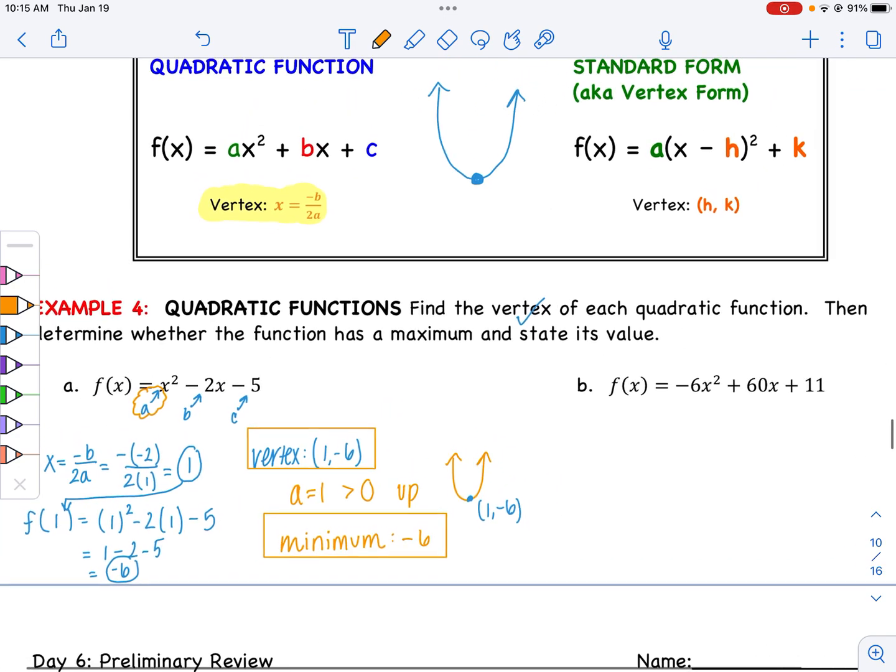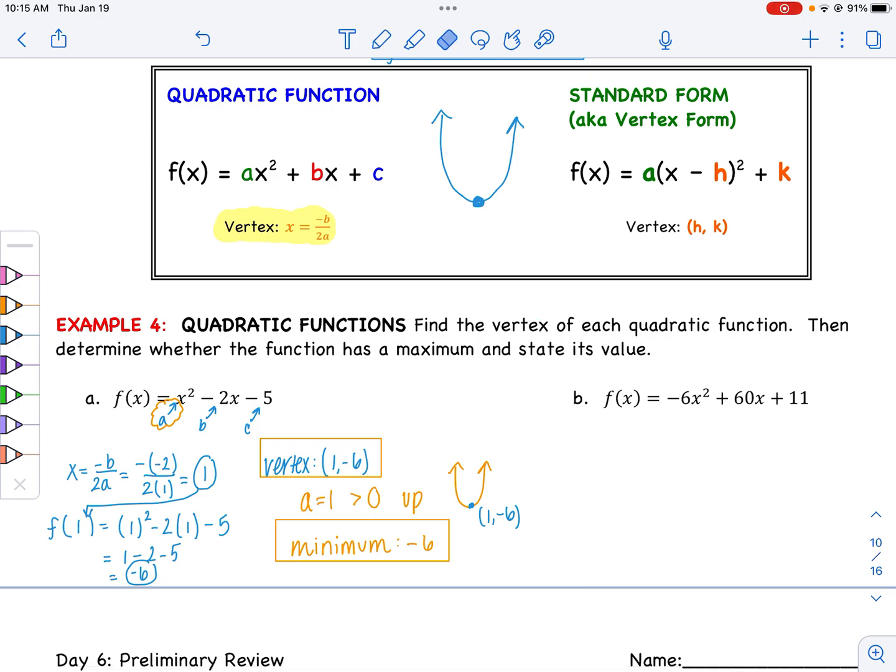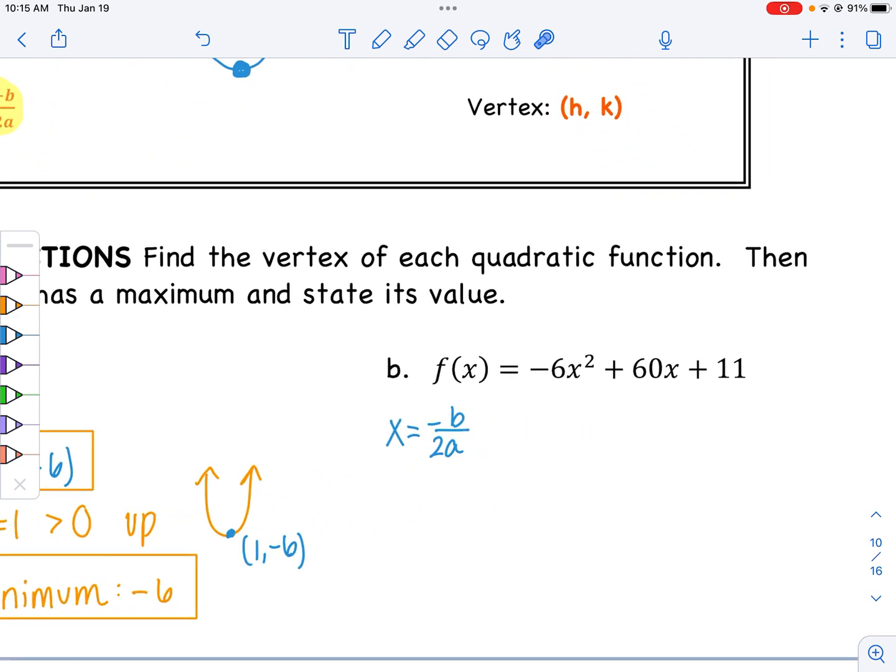Let's try one more, and then you'll be free to go. So we're going to, again, find the vertex. So we're going to use our formula, x equals negative b over 2a. That came right from our box up here, our little conversion. So it would be negative 60 over 2 times negative 6, which gives me a 5. That's the x value of our vertex.